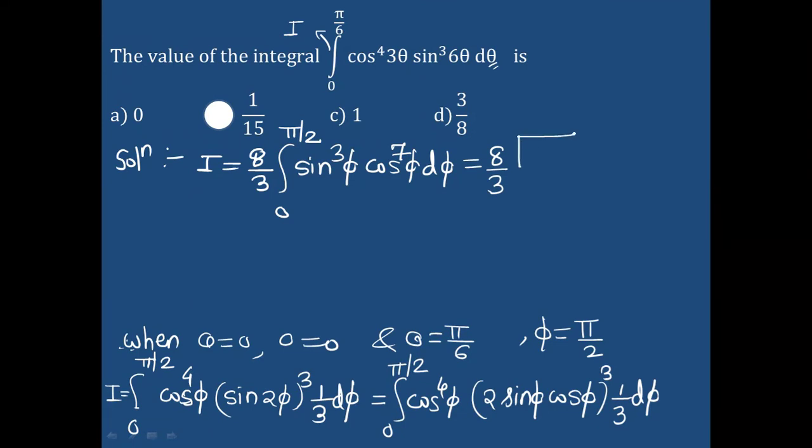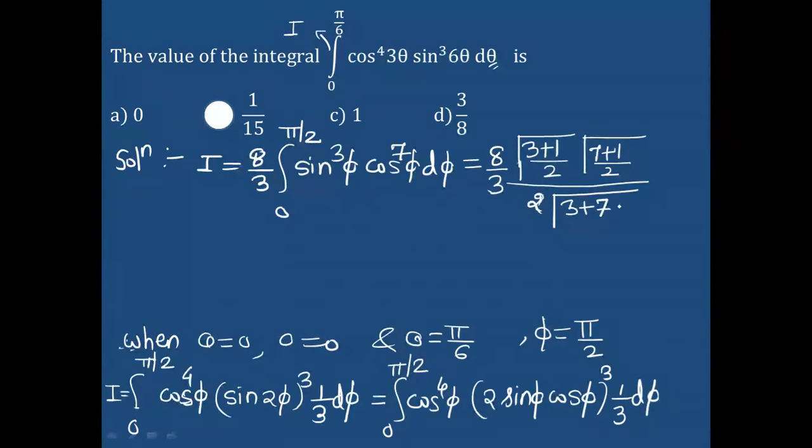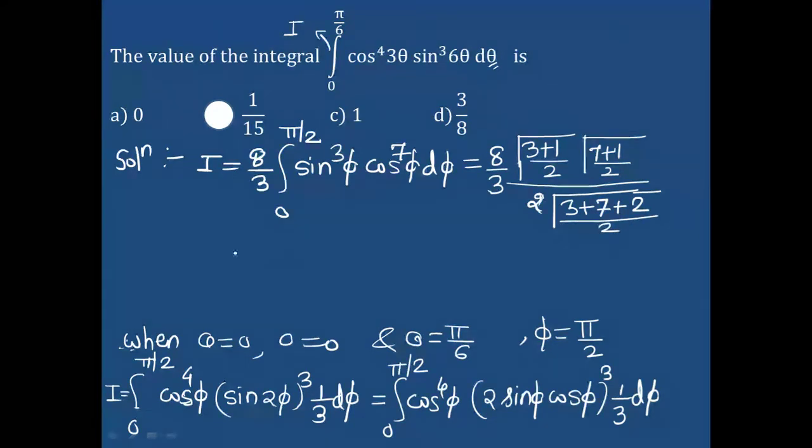So according to the formula, what do we get? Gamma of p plus 1 by 2, p is 3, so 3 plus 1 by 2. Then gamma of q plus 1 by 2, q is 7, upon 2 times, don't forget to write this 2. Many times students forget to write this 2. So 2 times gamma of p plus q plus 2 by 2, so 3 plus 7 plus 2 upon 2. Now just simplify and get the answer.